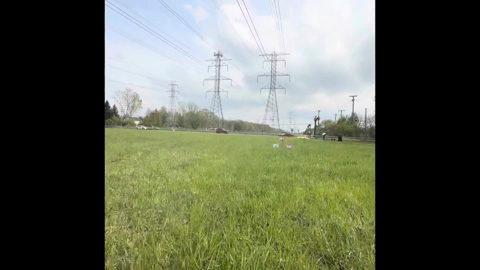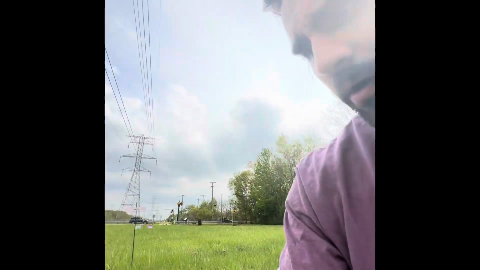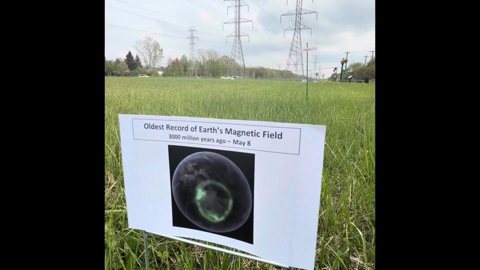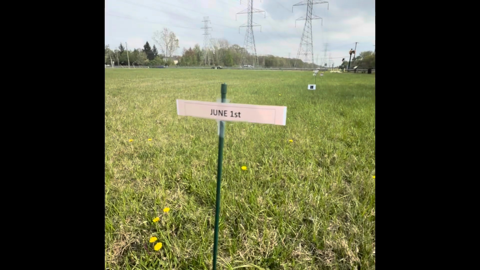Don't really have any events in April, so quickly going to approach May 1st. That puts us right here on our cosmic calendar. We've come all that way. We've still got that whole way to go. So let's check out our first event in May. Our first event in May is going to be the oldest record of Earth's magnetic field, 3 billion years ago on May 8th. Next up, June 1st. May was a quiet month.